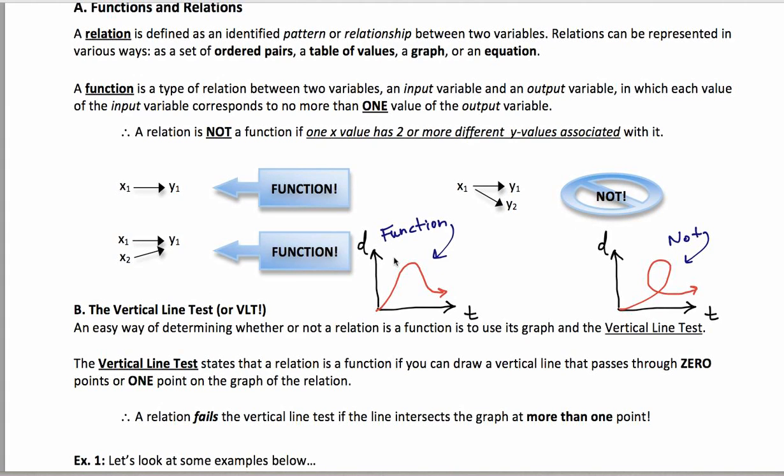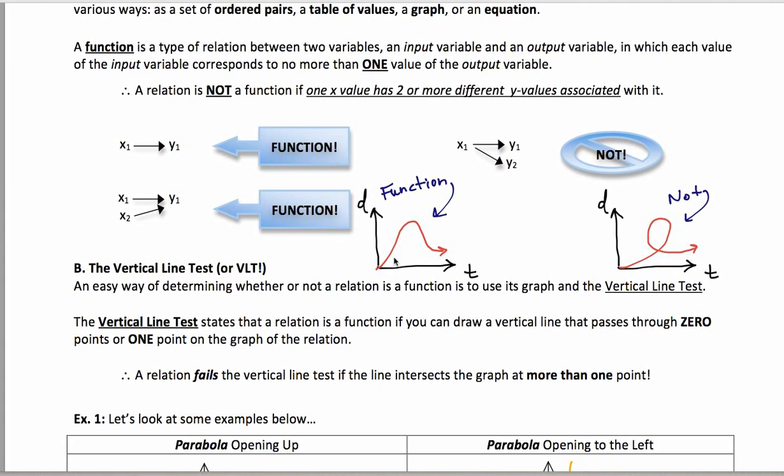Usually we say there's an input and an output variable, in which each value of the input corresponds to no more than one value of the output. So the key here is that if I put in one input, I can't get two outputs. I can put in one input and get one output, but I can't put in one and get two outputs. We'll look at a couple of examples here with physics that might make a little more sense.